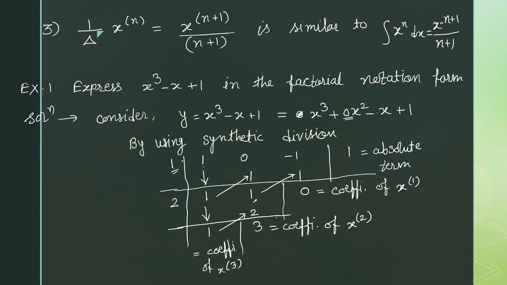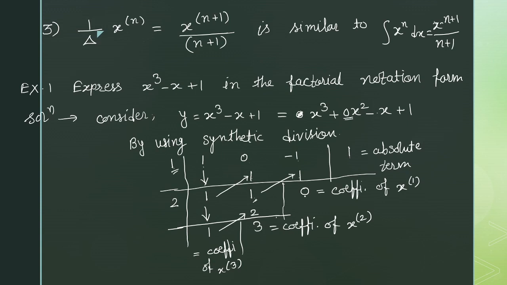We apply synthetic division here. We start with 1. The first term as it is, then 1 into 1, we multiply and write down here. The addition of these two is 1. Then again 1 into 1, we write down here 1. The addition of this is 0. Now this last term is the absolute term.